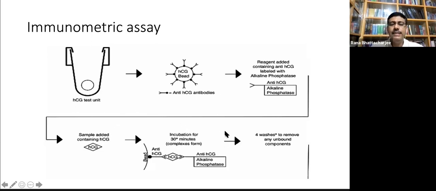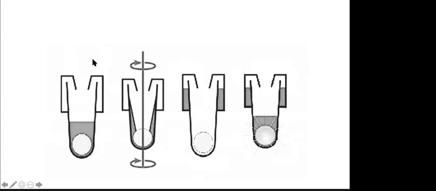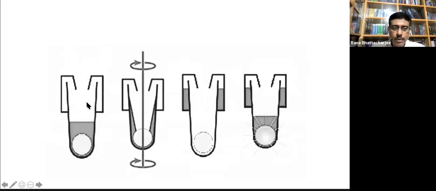Now this is incubated, and the HCG molecule in patient serum gets sandwiched between the anti-HCG present on the solid matrix, that is the bead, and the anti-HCG that is tagged with alkaline phosphatase. And then it is washed. Now, as you can see, the washing buffer is added to this, and it is rotated at a very high speed, and with the rotation, due to centrifugal force, the fluid goes up and gets deposited in the chamber.